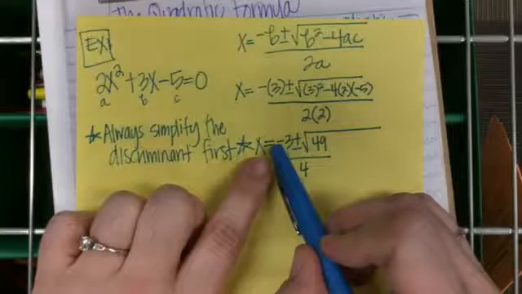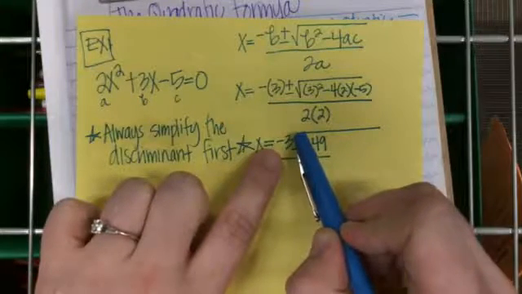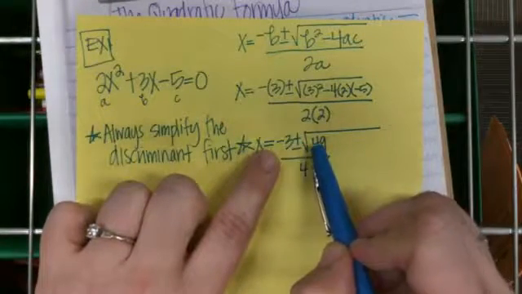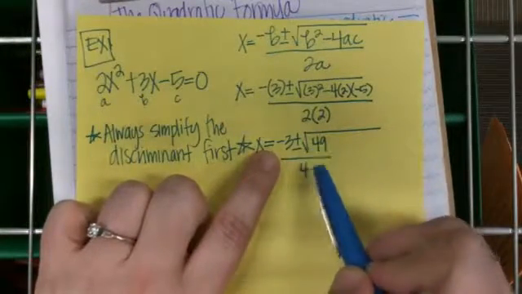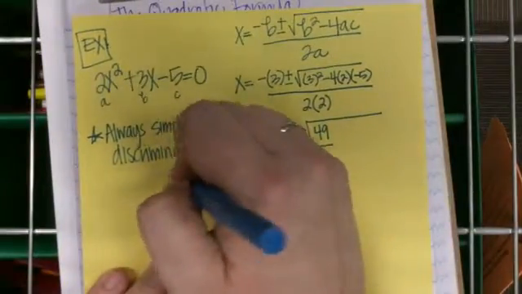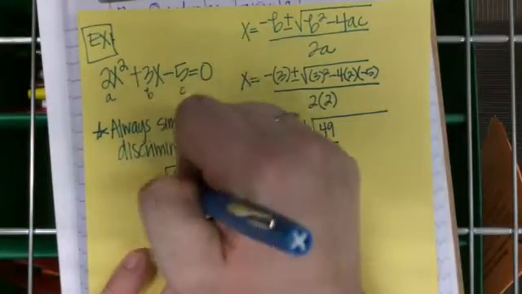So, what's -3 plus, what's the square root of 49? What's -3 plus 7? 4 divided by 4, x equals 1. That's the first time we solved it.